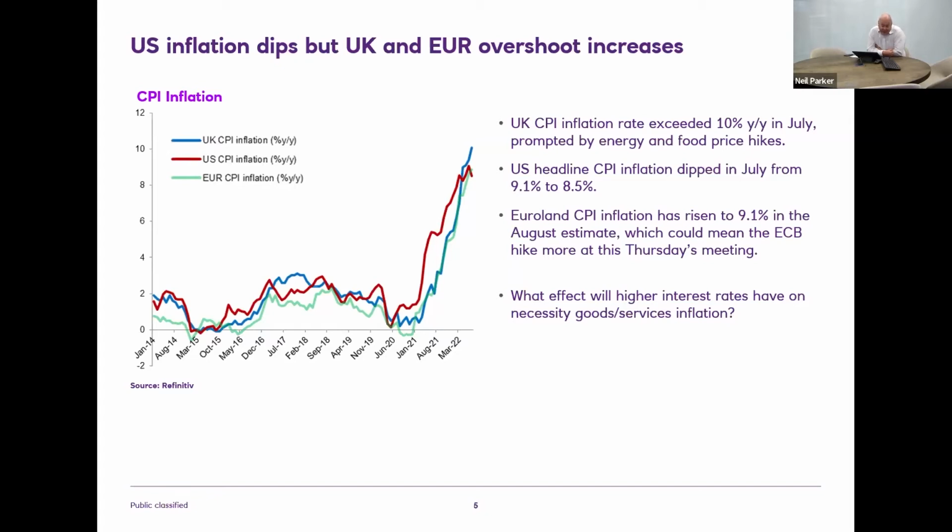We have seen a dip in US inflation rates in July from 9.1% to 8.5%. I think we ought to be wary of reading too much into that. I think there's still a significant risk of much higher rates of US headline inflation.